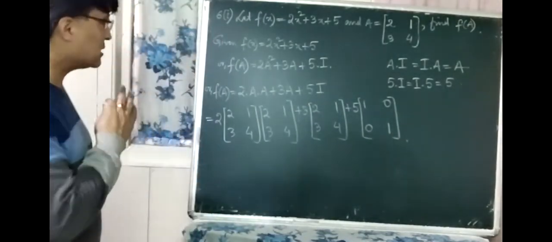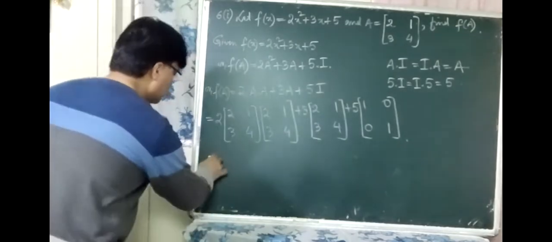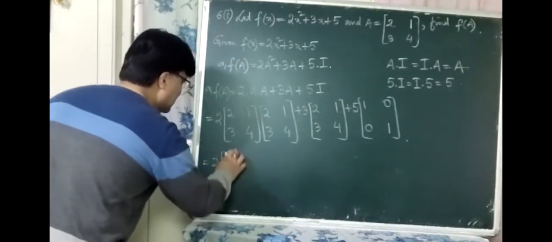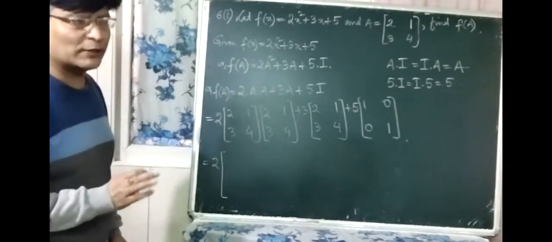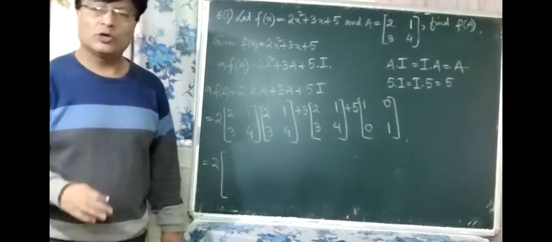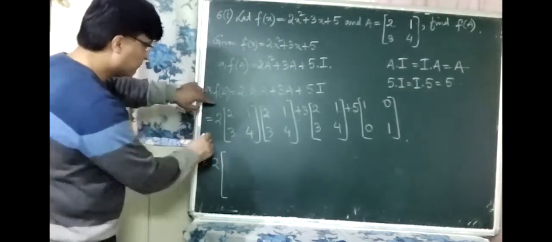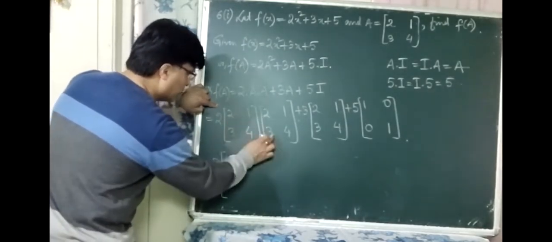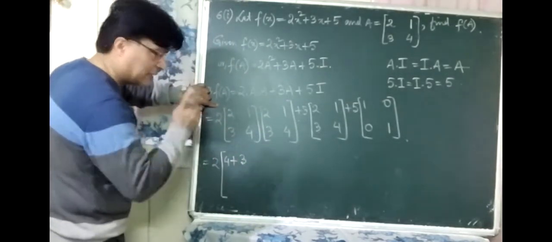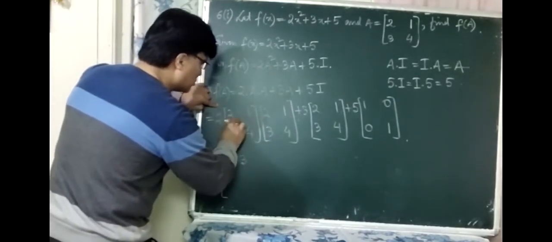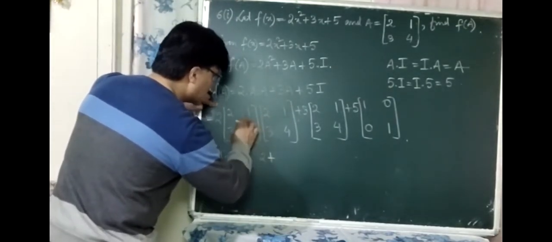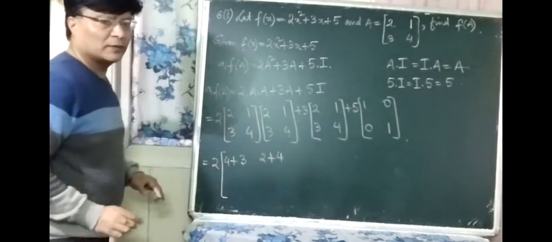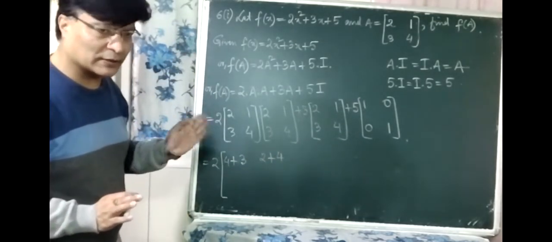So let us simplify it. Now you can multiply these two matrices. You know how to multiply the two given matrices. You can do row by column, right? First row by first column: 2 2s are 4 plus 1 3s are 3. Next, first row by second column: 2 1s are 2 plus 1 4s are 4. So this is the first row of the matrix.